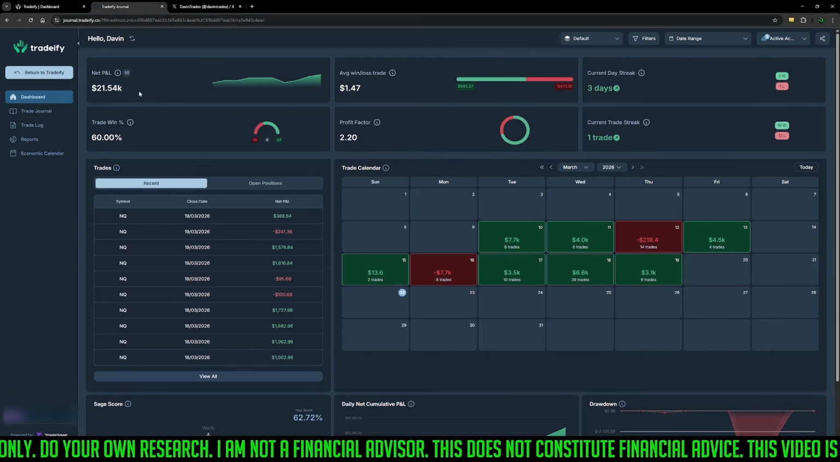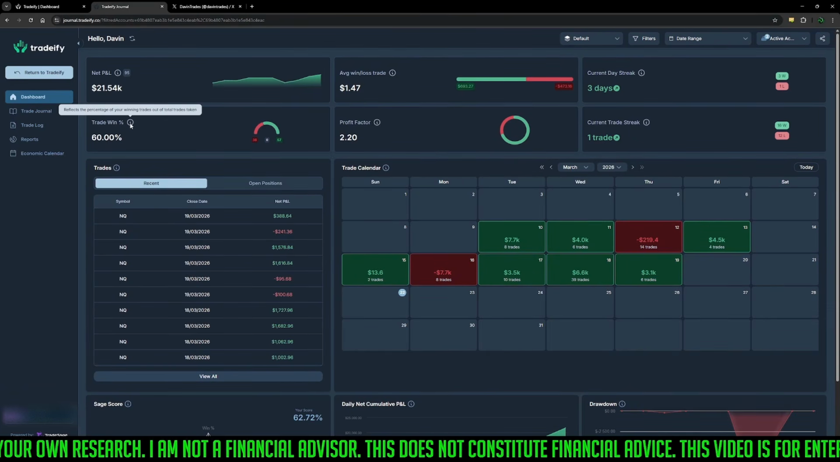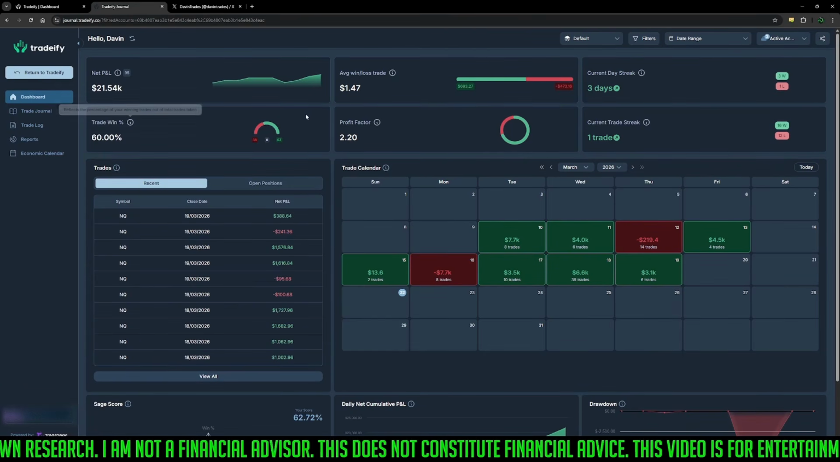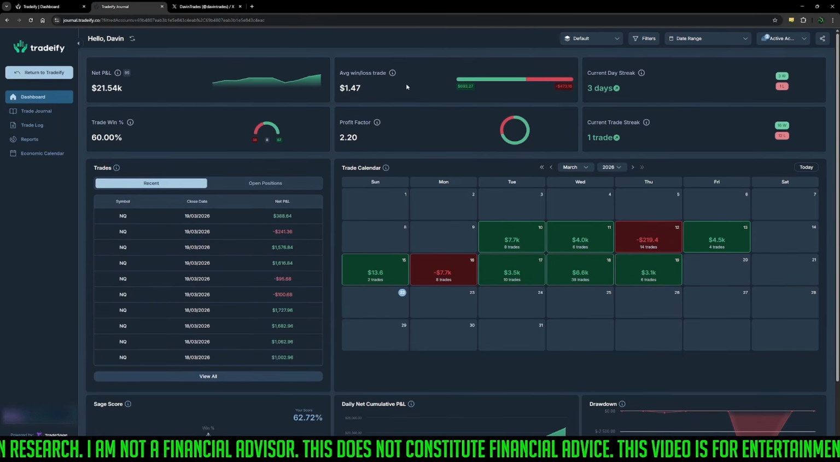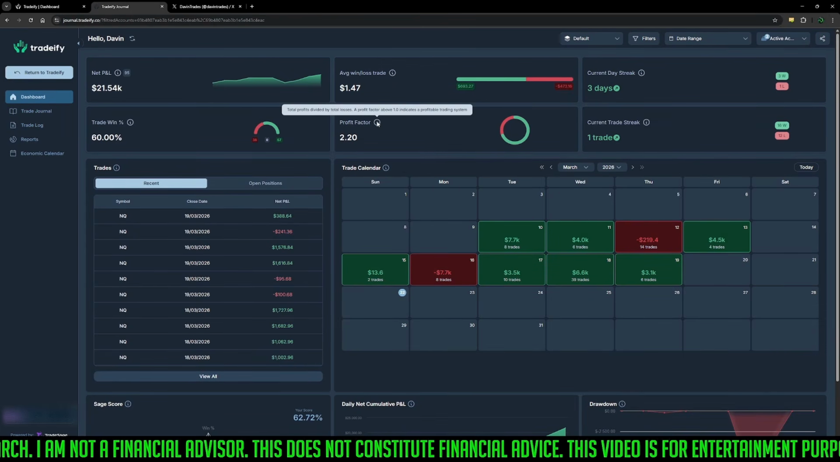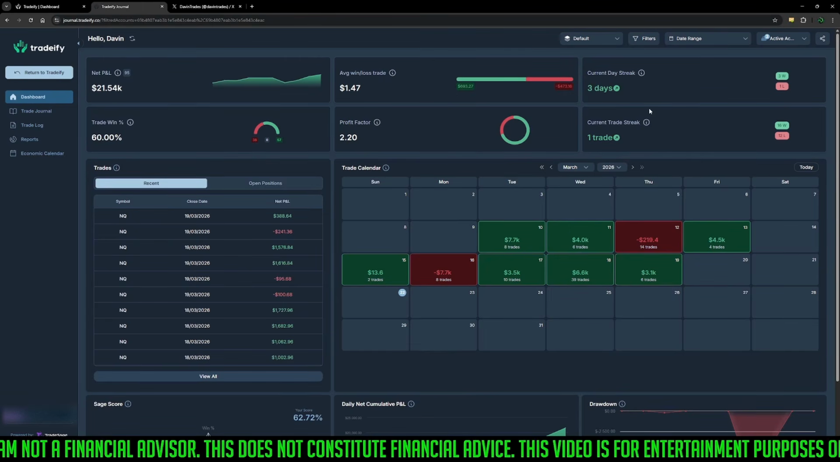Over 20k altogether. Trade win percentage is 60%, so I had a 60% win rate out of all the trades I've taken. My average win to loss ratio is 1.47, and then my profit factor is 2.20. Current trade streak is 1, and then the current day streak is 3 days.